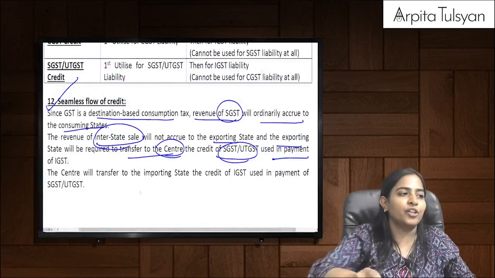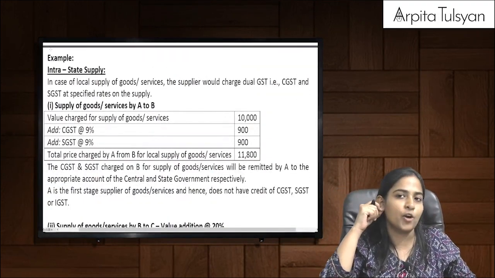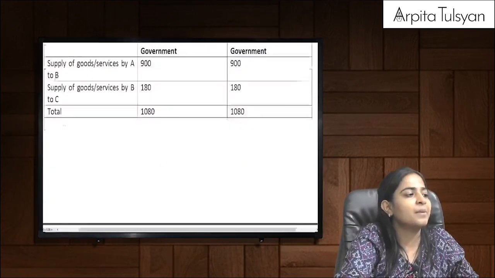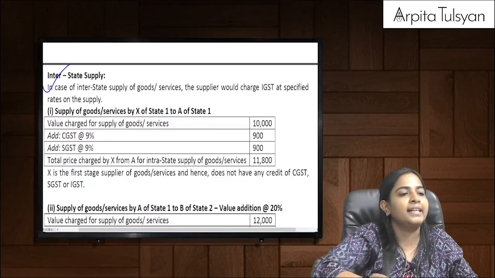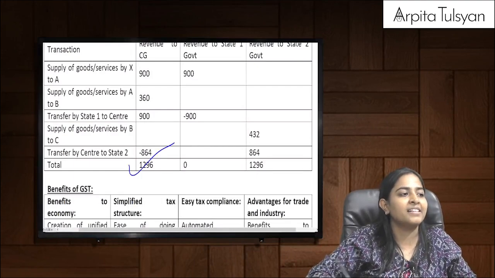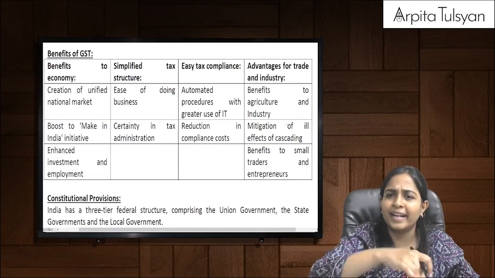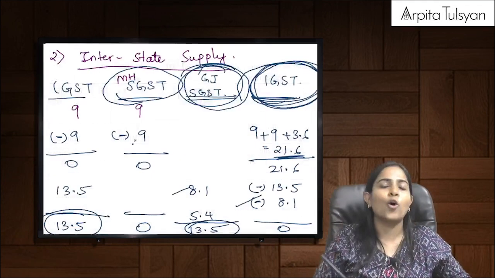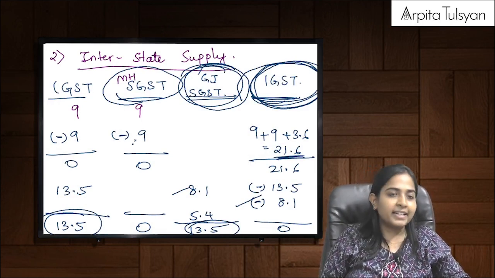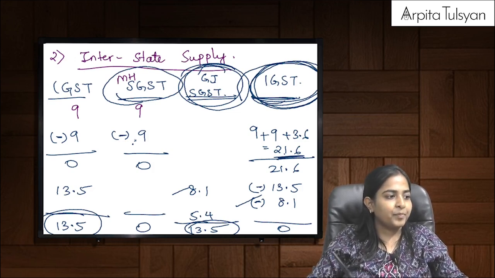Just like I have given you an example, similarly, one more example is given here in your textbook. Just the figures have been changed. This is intrastate. And similarly, they have given you the example for interstate supply also, how the transaction goes on. And this is the final statement. Just like we got the answers, this is the final statement. So you may try it in addition. Okay, but the concept is going to remain the same. Are you clear till here? Yes, all good? Okay.